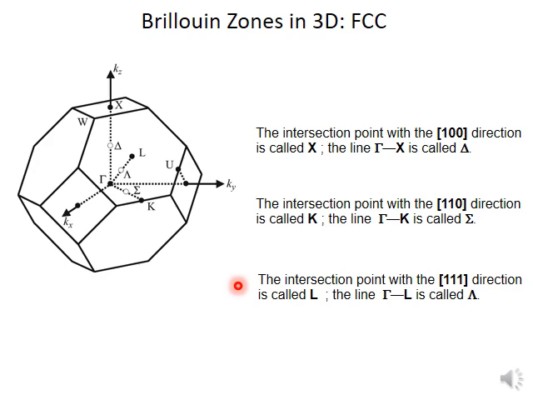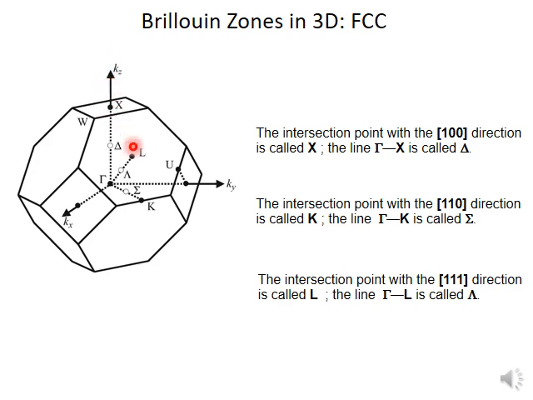Then the third important direction here is the 1, 1, 1 direction. The 1, 1, 1 direction is labeled here with an L, which is at the center of this plane. You start from gamma until you reach the center of this octagonal plane in the first Brillouin zone, and the center of that plane is called the L point, which represents the direction 1, 1, 1, and this path is represented by lambda.